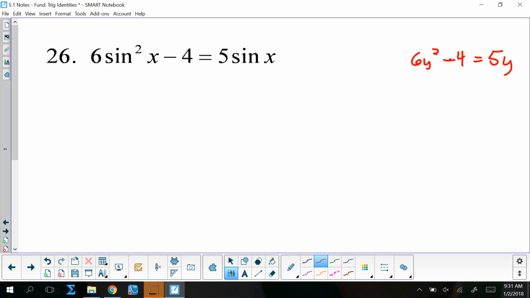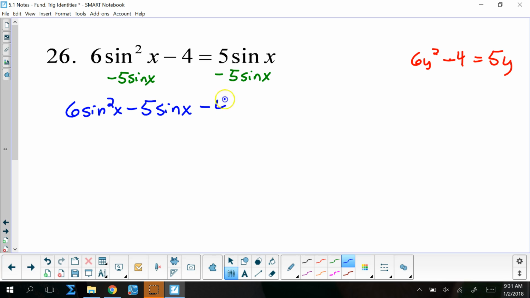So set it equal to 0 in some form. Okay, fantastic. So over here then, we're going to subtract 5 sine of x's from both sides. So that's going to give me 6, oops, that's not going to give me a blue. That's going to give me 6 sine squared of x minus 5 sine of x minus 4 equals 0.